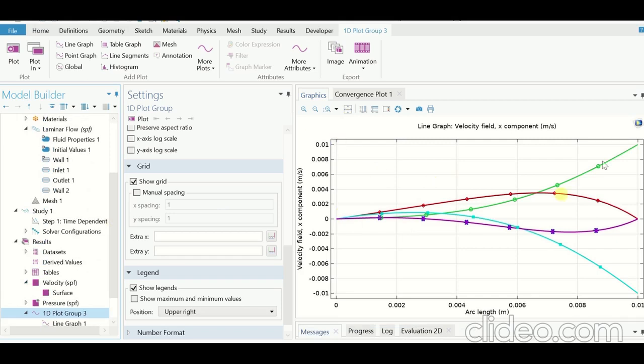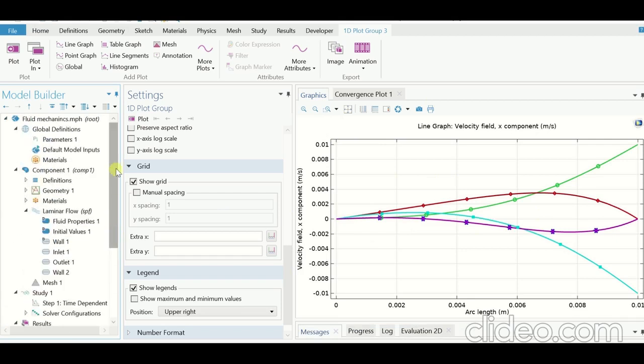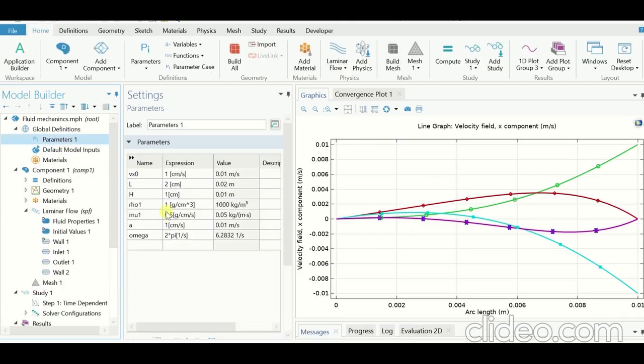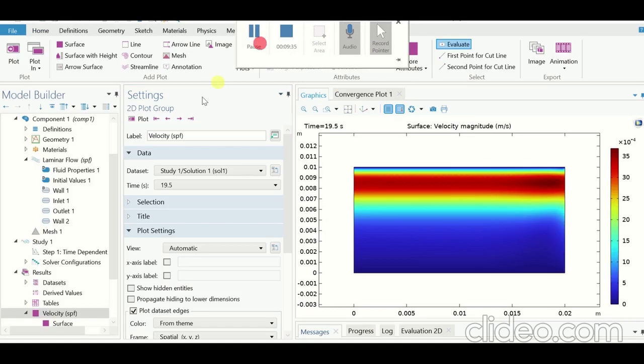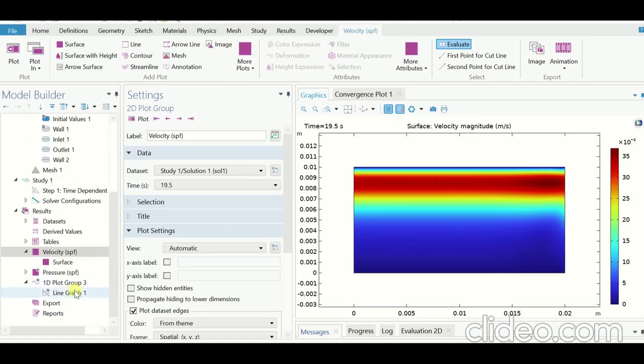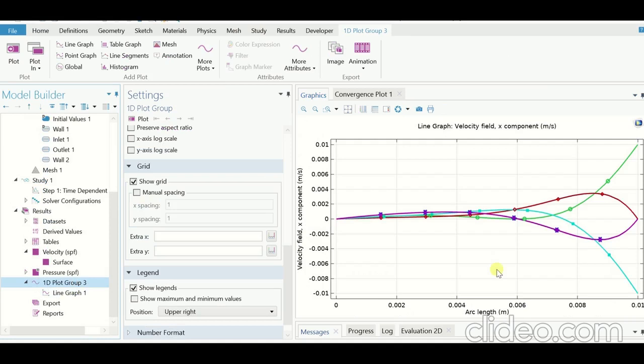This was for a fluid which has a viscosity of 0.5. Let us change this viscosity to 0.1 gram per centimeter per second, and now compute. Let us see the velocity profile, line graph. Now this is the velocity profile. You can see that a large velocity gradient exists in this velocity profile as compared to the previous one.